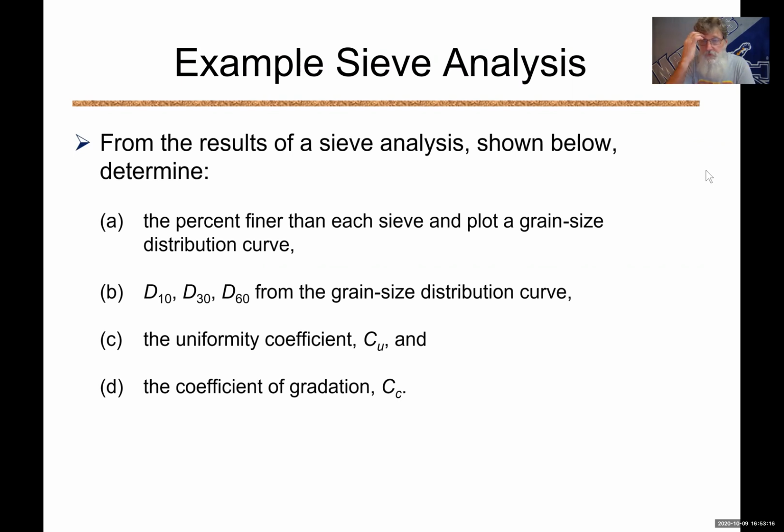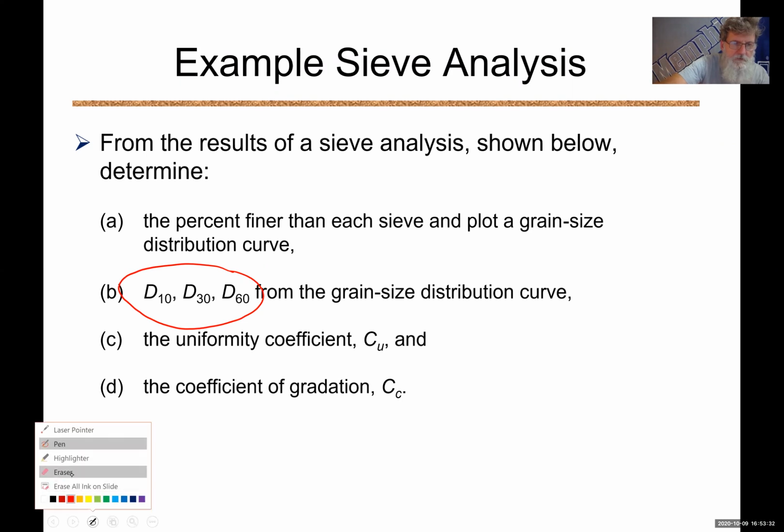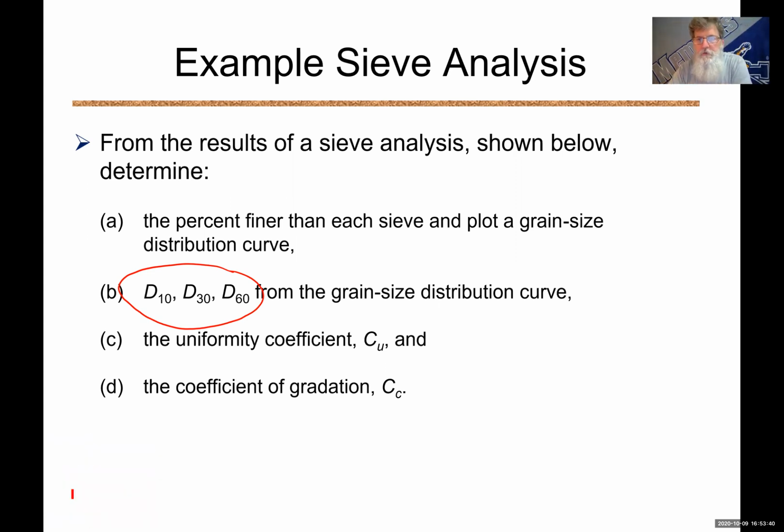So what we want to do, from the raw data, which I'll give you in a second, is make the proper calculations for the percent finer for each sieve and then draw the particle size distribution graph. And then we want to find these values here: D10, D30, and D60. Those are the diameters of the particle at which 10% is finer, 30% is finer, and 60% is finer. With those three values, you can then compute the effective size, the uniformity coefficient, and the coefficient of gradation.